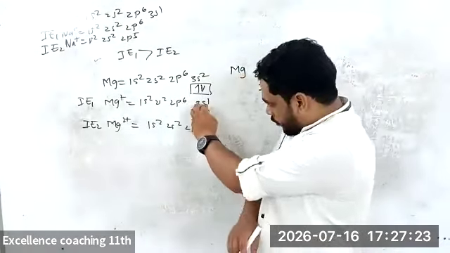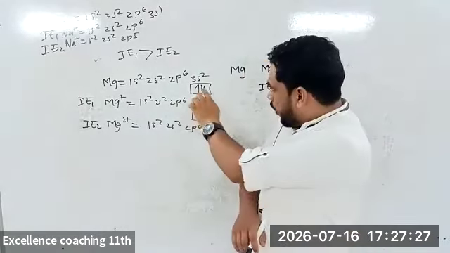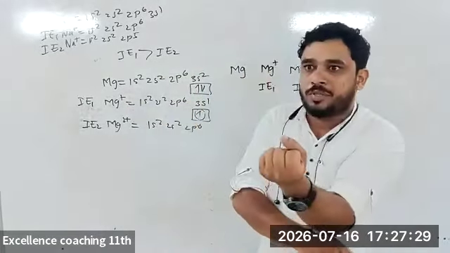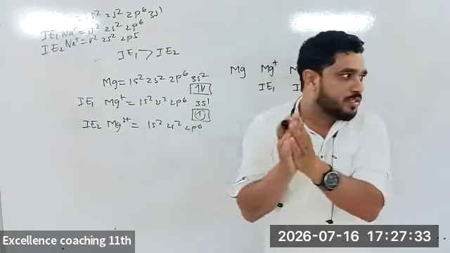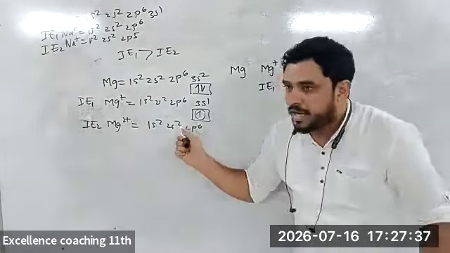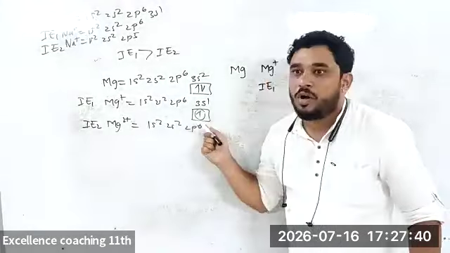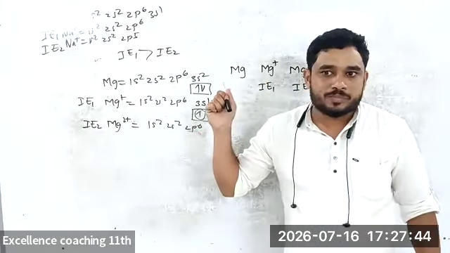Understanding? You need energy to remove this electron. That energy is called I2. The energy for removing this electron is called I1. So automatically I2 will be less, no? Are you getting the things? So be with the concept. And why will this be less? Because he will attain what? Stable noble gas configuration. Clear, sir?